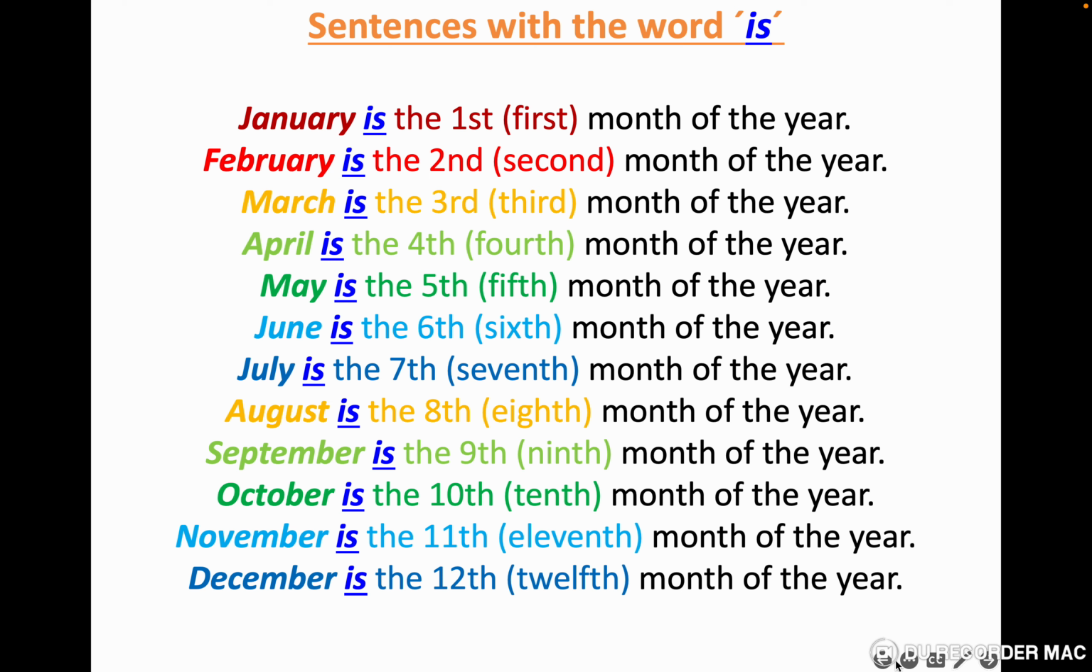Here we have the months of the year. January is the first month of the year. February is the second month of the year. March is the third month of the year. April is the fourth month of the year. May is the fifth month of the year. June is the sixth month of the year. July is the seventh month of the year. August is the eighth month of the year.